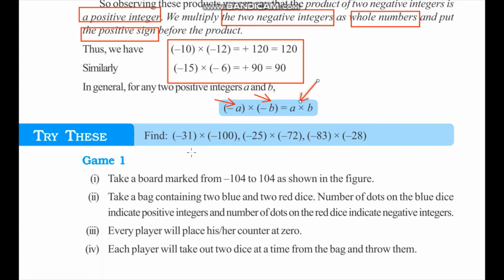Next, try to find these. So for us to find out the answer to these, let us try the first one, that is the product of minus 31 and minus 100. So what do we need to do? We need to find the product of 31 and 100 and we need to keep the positive sign as is. Okay, so this will be equal to plus 3100. Similarly, you can try out the other two questions given here.